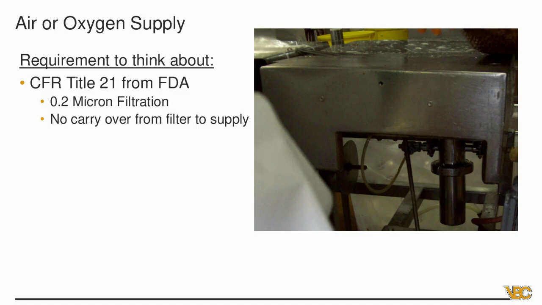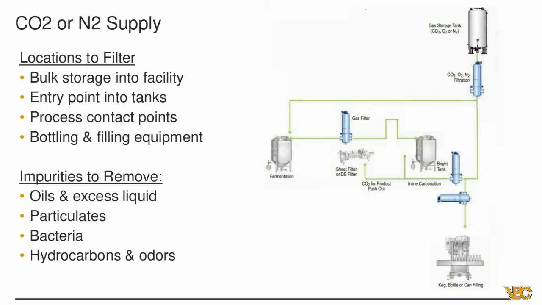All right. So the next filter application would be carbon dioxide or nitrogen. These could be at various points in your facility, but they both have a similar path. I actually put part of the path on the right there in picture form. This is part of the giant brewery map that I put in the handout sections.